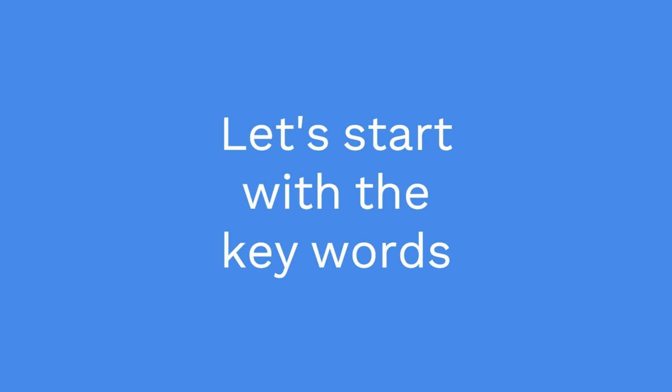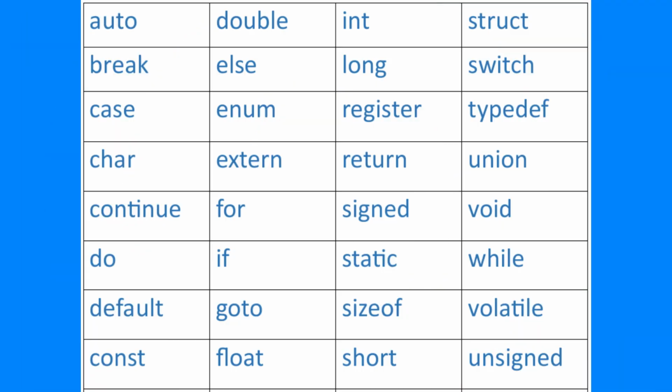First, let's start with the keywords. The words displayed on the screen are the keywords in C. Keywords are reserved words with special meanings to the compiler. You can't use these keywords as identifiers. If you try, you will get an error in your code. If you are unsure about what an identifier is, let me explain. In C, an identifier is a name used to identify variables, functions, arrays, or other user-defined items in a program. Identifiers must start with a letter or an underscore and can be followed by letters, digits, or underscores.